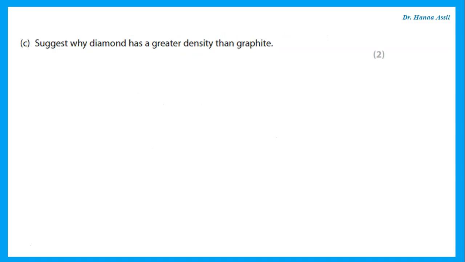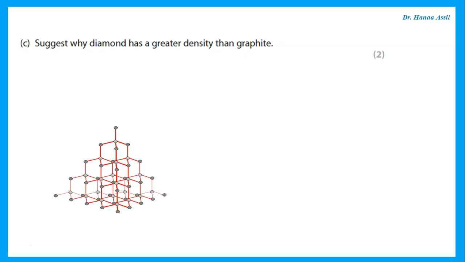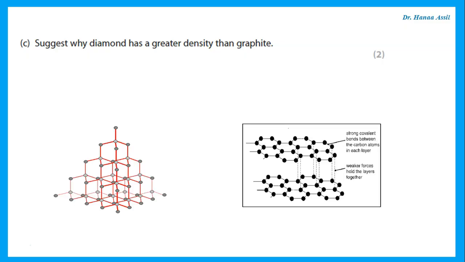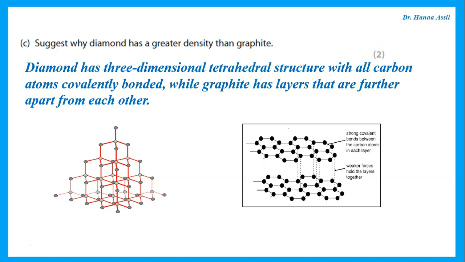So why does diamond have a greater density than graphite? Well, obviously, diamond is a giant three-dimensional tetrahedral structure, while graphite has layers and there are spaces between the layers. So the layers are further apart. So graphite has lower density than diamond. Diamond has a three-dimensional tetrahedral structure. All the carbon atoms are covalently bonded. In graphite, it is layers that are further apart from each other.